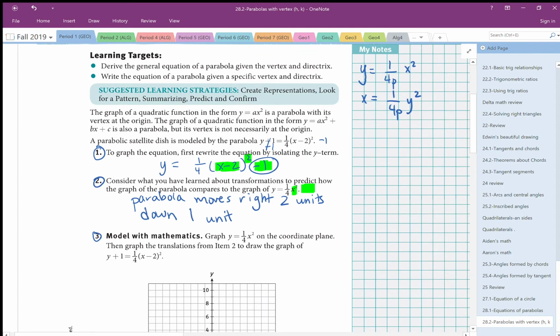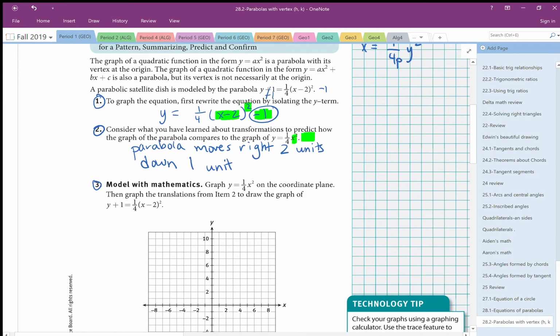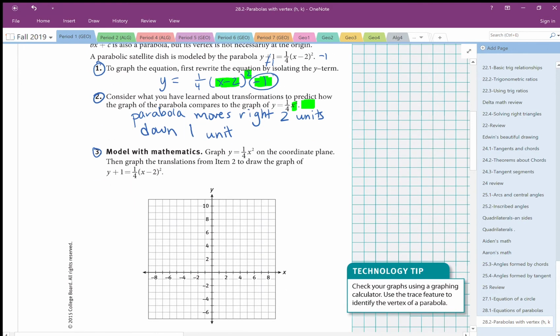Number 3 says graph y equals 1/4 x squared on the coordinate plane, then graph the translations from item 2 to draw the graph of that function. Again, this is going back to algebra, and I'm not sure how your algebra teacher taught you, but here's how an x squared graph looks. I teach my students that when you have a fraction in front of the x squared, which is in this case 1/4, the function gets fatter. Fraction, fatter. So this one kind of widens out.